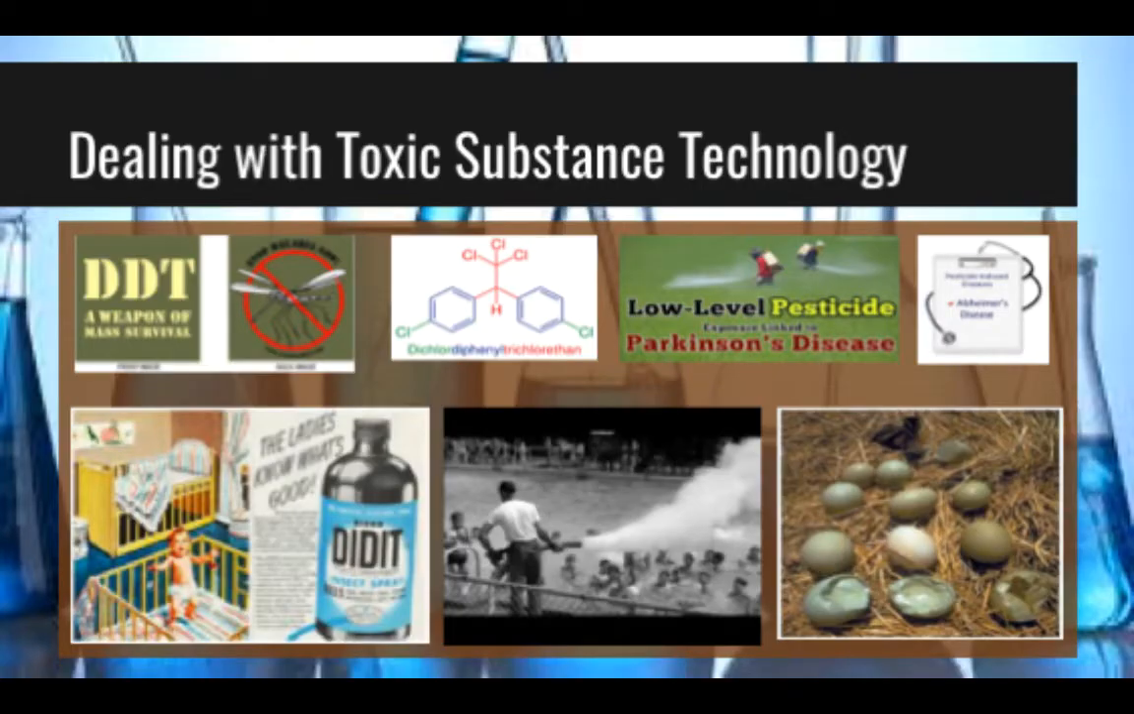Each year in the United States, we manufacture or import 113 kilograms or 250 pounds of chemical substances for every man, woman, and child. Many of these substances find their way into the soil, air, and water.